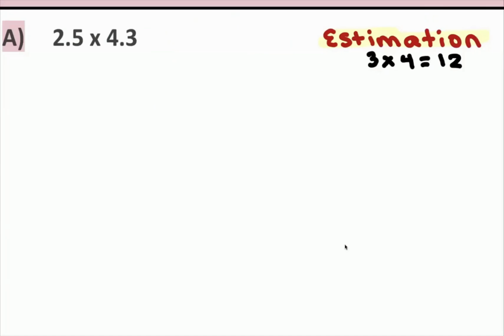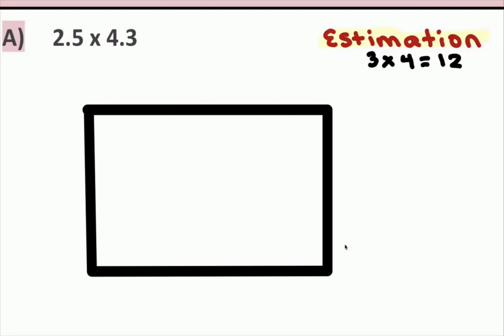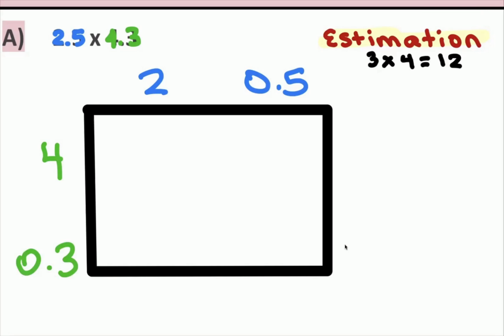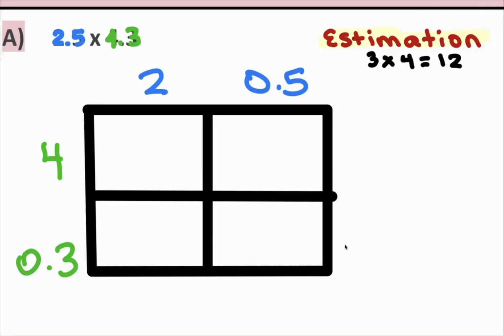Our next step is we're going to draw a rectangle. And our first number is 2 and 5/10. So we can split that up into 2 and 5/10. Make sure there's like a separation between them. Our second number is 4 and 3/10. So I can split it up into 4 and 3/10. Now we can go ahead and split up our rectangle. Since it was 2 digits by 2 digits, we should have a total of 4 squares.